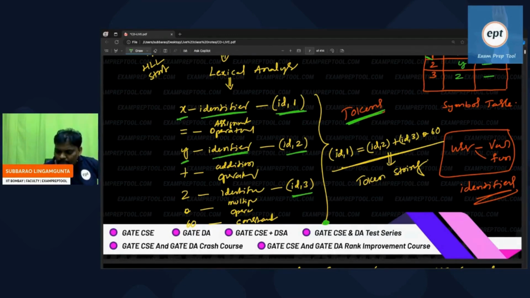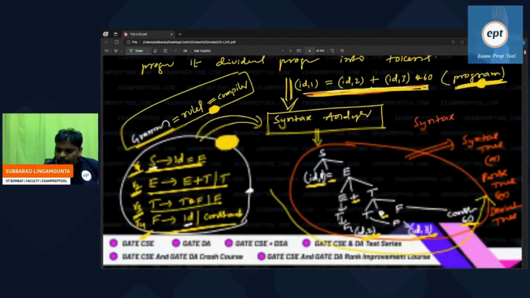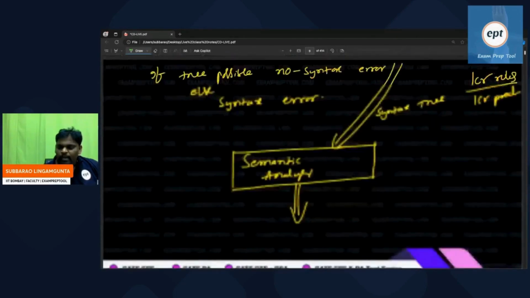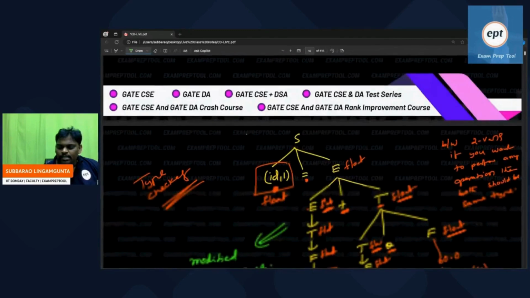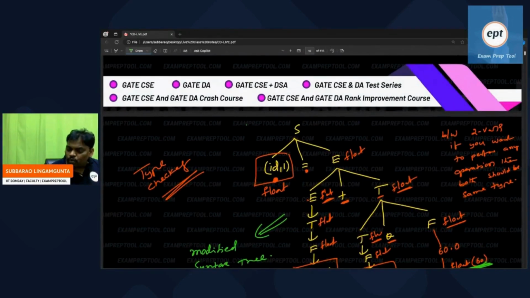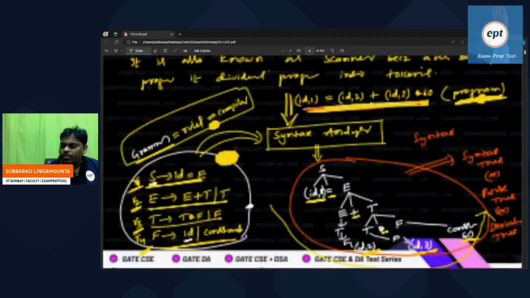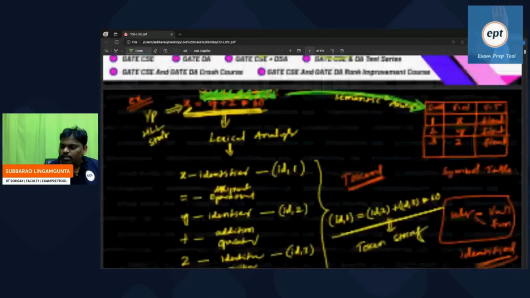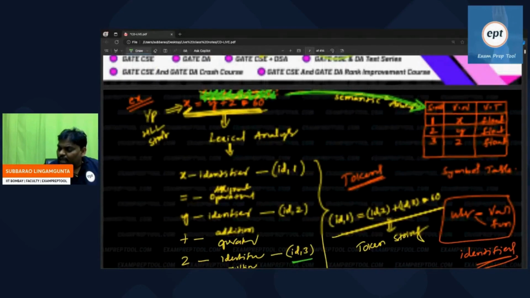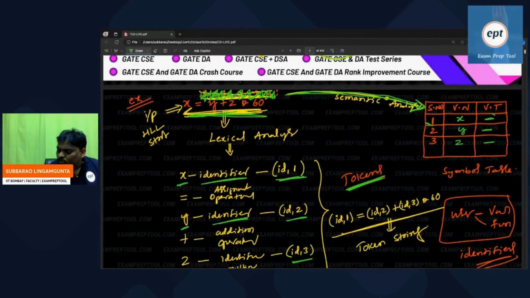Now see what happened. Everyone observe. The semantic analyzer is going on. ID1, he needs the type. For the type, he will go to the symbol table's first row. In the symbol table's first row, there is a gap.